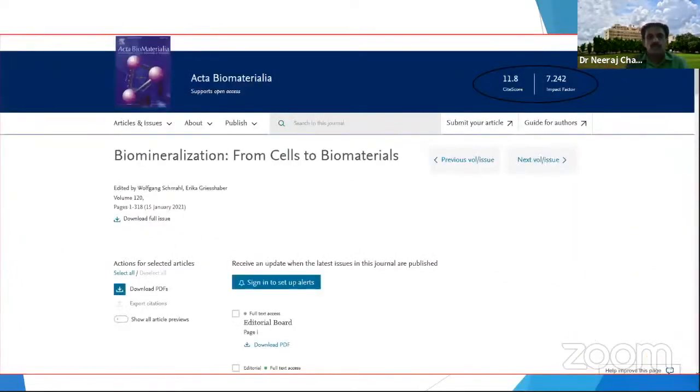So you can see this journal page. This is one of the screenshots of Acta Biomaterialia. This is one of the journals. They are mentioning the impact factor from Web of Science as well as the CiteScore from Elsevier. So how impactful this journal is can be decided based on the CiteScore and impact factor.